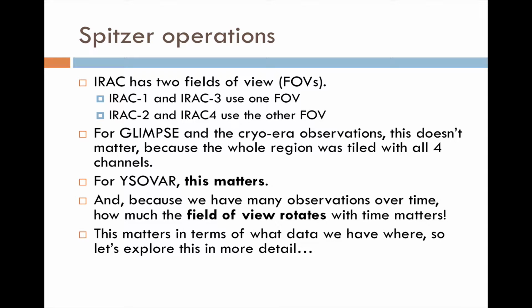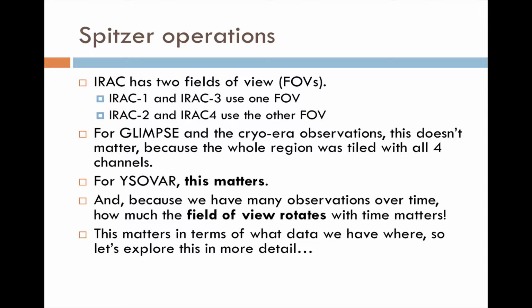Remember that IRAC has 2 fields of view, not 4, but 2. IRAC 1 and IRAC 3 use one field of view. IRAC 2 and IRAC 4 use the other field of view. So for GLIMPSE and the cryo era observations, it really doesn't matter, because the original GLIMPSE project and the cryo era just tiled the whole region with all 4 channels. And even for the later GLIMPSE observation, they're tiling it with both channels.